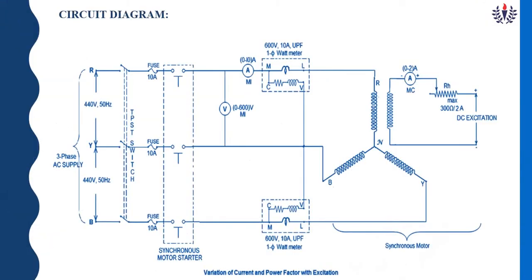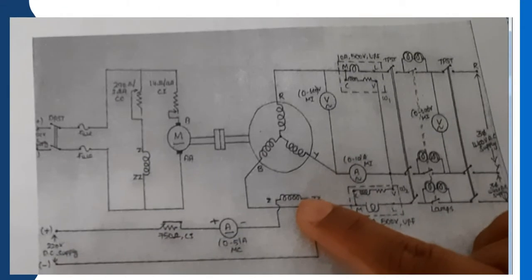So, the circuit diagram. This is the circuit diagram, the experimental setup which is available in the lab. Here you can see one machine is a motor, another machine is a generator. I will first explain the connection from the synchronous machine to the source of three-phase supply, and later we go into detail with the circuit diagram.